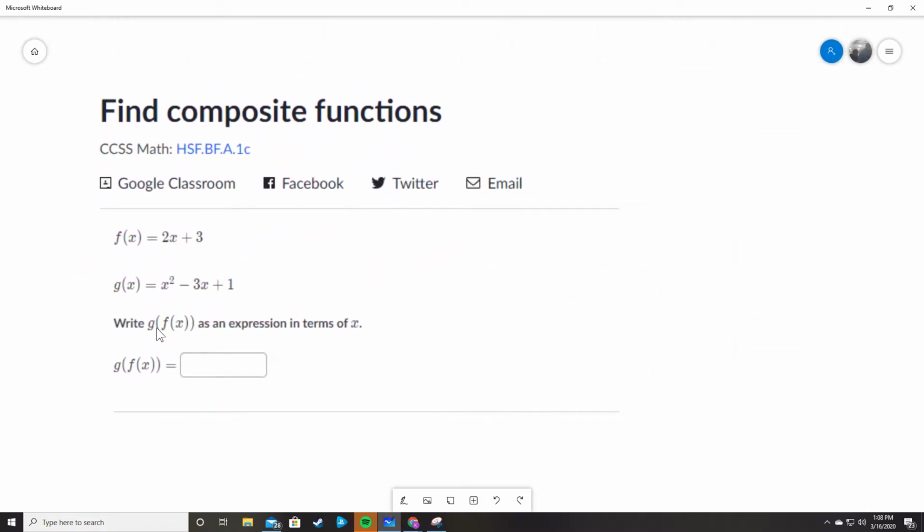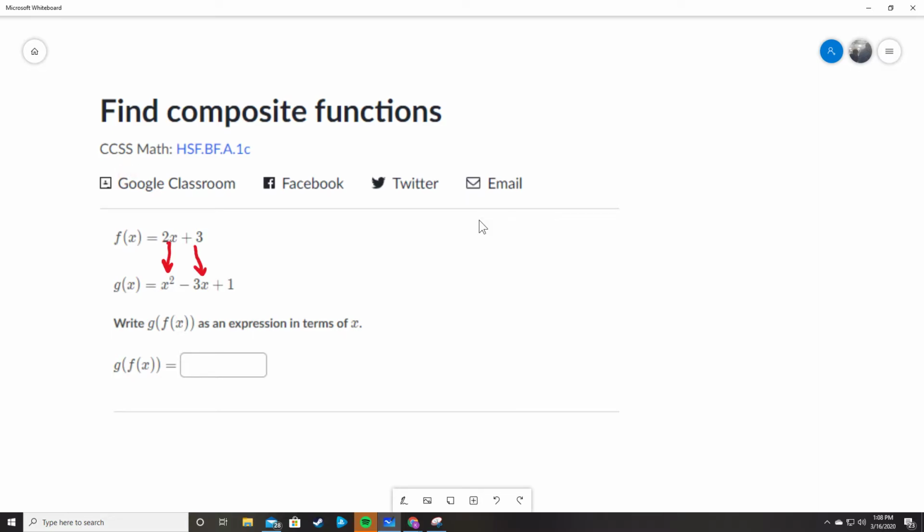For this, they give us f of x, and g of x is outside of f of x. So really what this is saying is g of f of x. So what this means is we're going to be making a function combining these two. So essentially what's going to happen first is we're going to be putting f of x into the x values for g of x. So that means that when we look at the x values for g of x, it plugs into these two x values here.